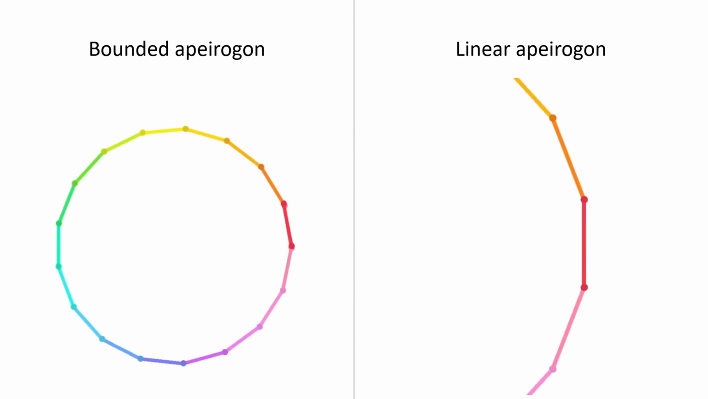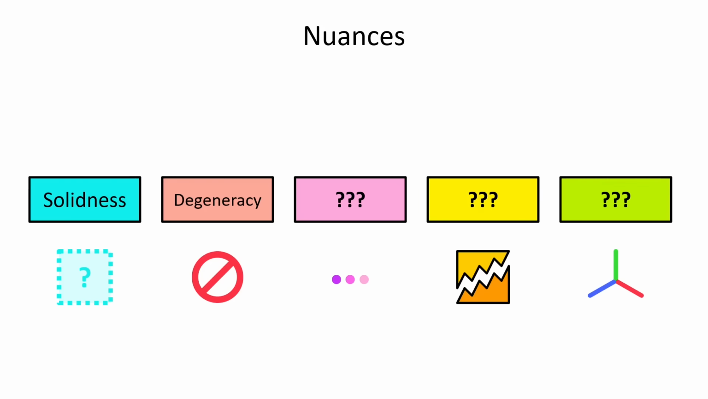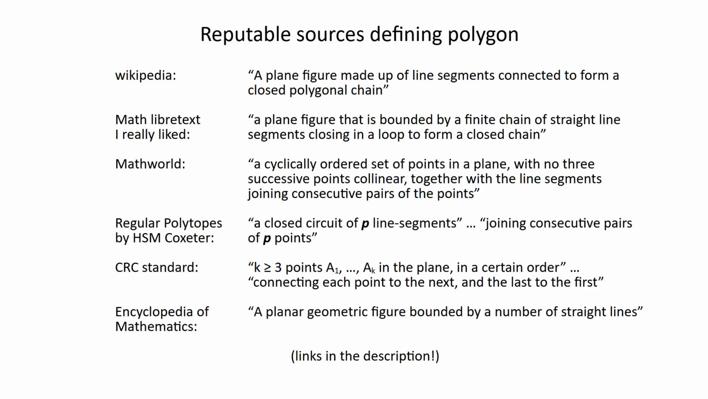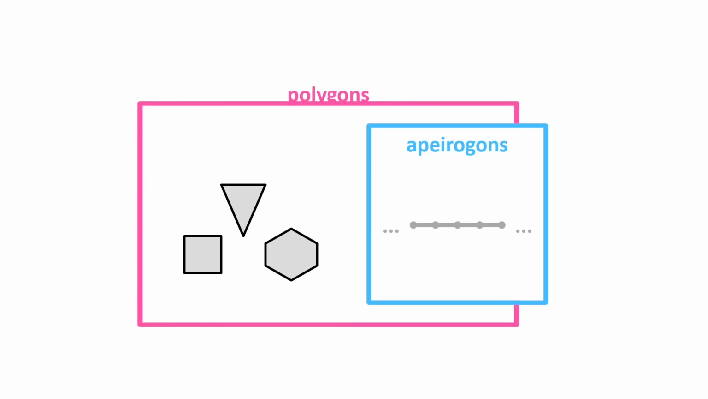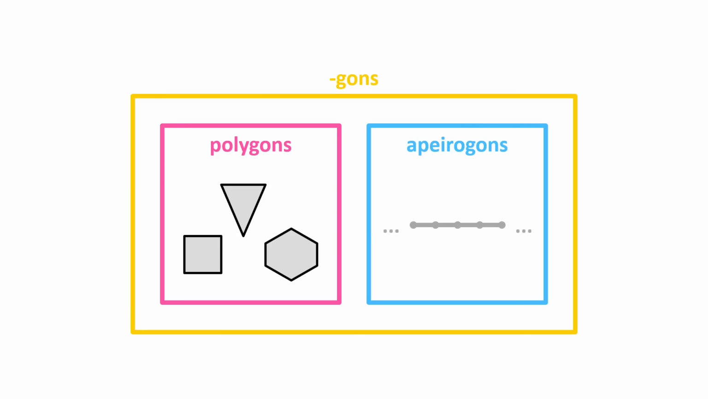They serve as a great introduction to our third main nuance, infinity. Some definitions explicitly forbid infinity, while some do it implicitly with words like bounded or variable names. In these cases, apeirogons are considered a separate entity to polygons, being their limiting case.